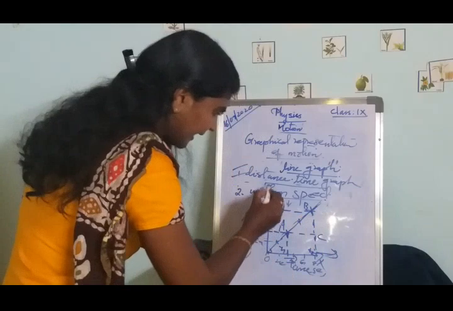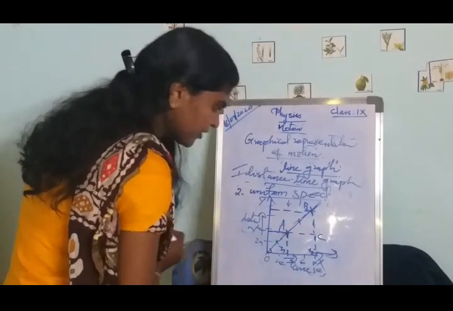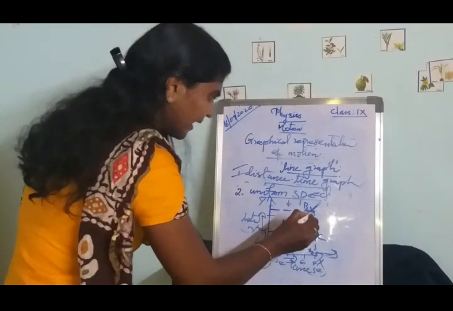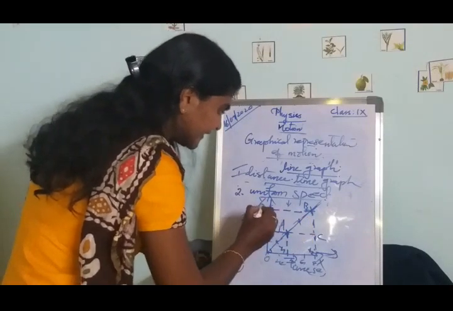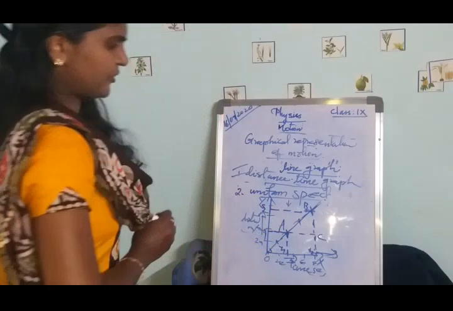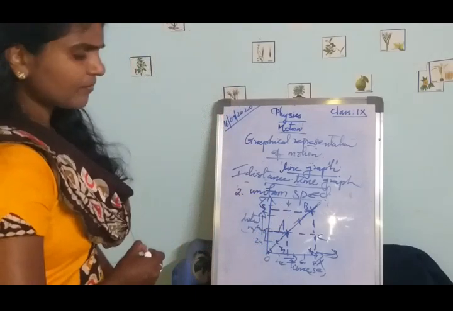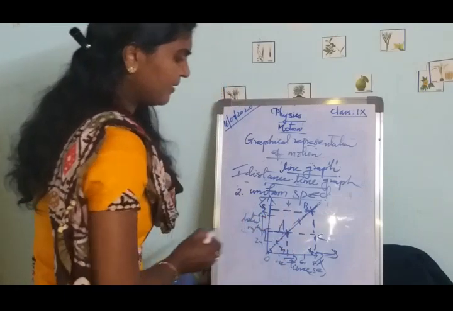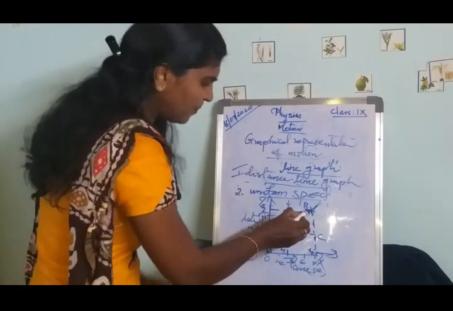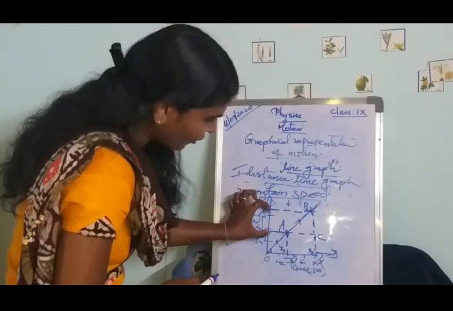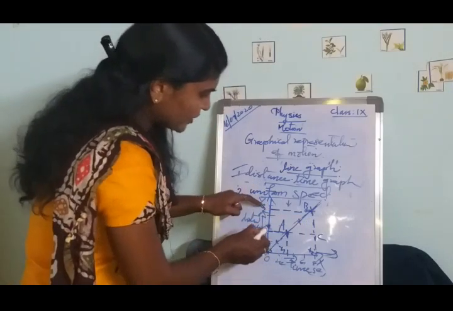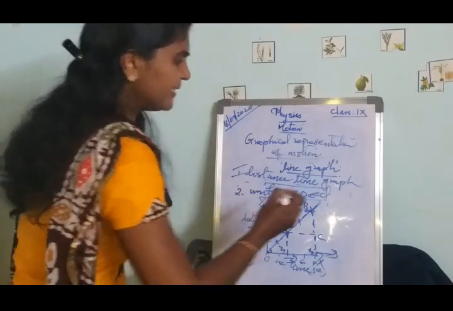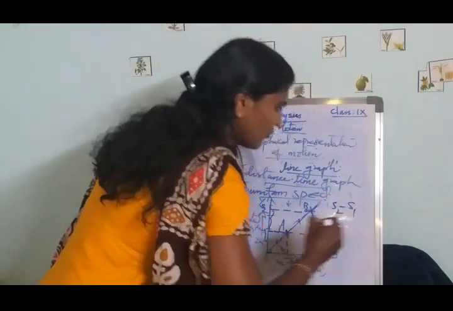Similarly, here along the y-axis, corresponding to the point A we can represent the distance as S1, and corresponding to the point B the distance is represented as S2. When the object moves from A to B, it covers a distance of this much, from S1 to S2. So what is this distance?